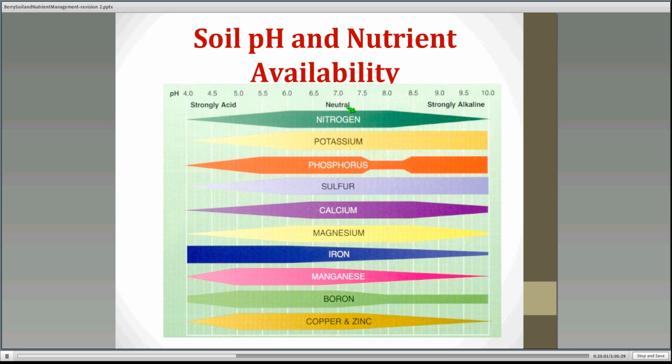Or if the pH gets driven way up, you can have that same situation, at least for a series of these nutrients that are necessary for crop growth and development. So it's very important for you to understand that relationship and how important it is to have the pH in the soil at an optimal level for the crop that you're growing.